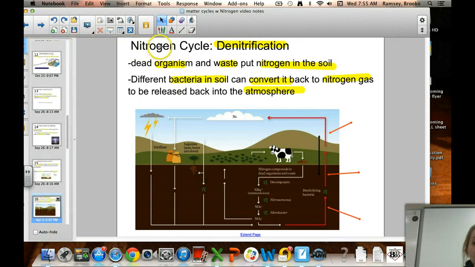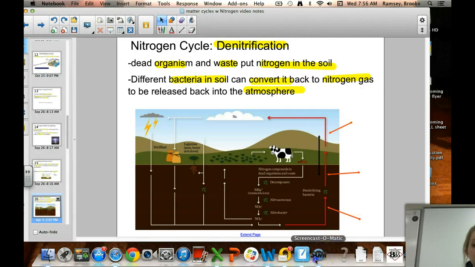The opposite of nitrogen fixation is denitrification. This is where nitrogen from the soil or the land goes back up into the atmosphere. How this works is dead organisms and waste products have nitrogen within them, and that's contained within our soil. Different bacteria in the soil can convert that nitrogen back into the gas form, which is released back into the atmosphere.